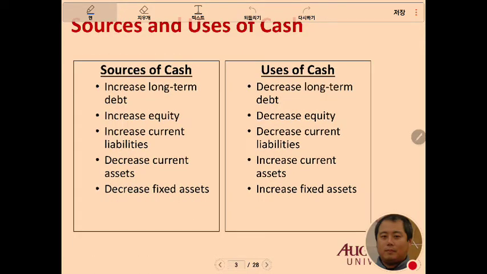So there's a source of cash and use of cash in financial management. Source of cash comes from the increase in long-term debt. If we have increased long-term debt, we finance through the long-term debt, so cash increases. Increase equity, obviously the same thing. Increase current liabilities: if the current liability increases, then cash comes in because we have more cash now. Decrease current assets, so selling current assets increases the cash, and decrease fixed assets, which is the sale of fixed assets, increases cash. Now use of cash, so this is inflow and that's the outflow. Outflow includes decrease long-term debt, decrease equity, decrease current liability, and increase current asset and increase fixed asset, all use of cash.